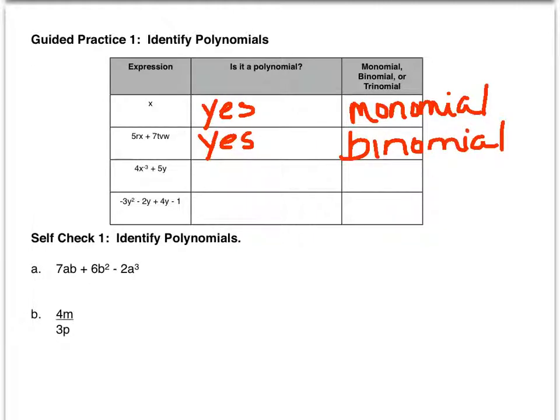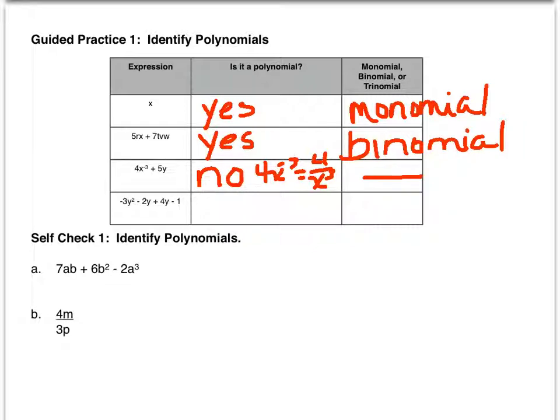In the next expression, 4x to the negative third power plus 5y, this is not a polynomial because 4x to the negative third is the same as 4 over x to the third. And remember, we cannot have a variable in the denominator, so this is not a polynomial.